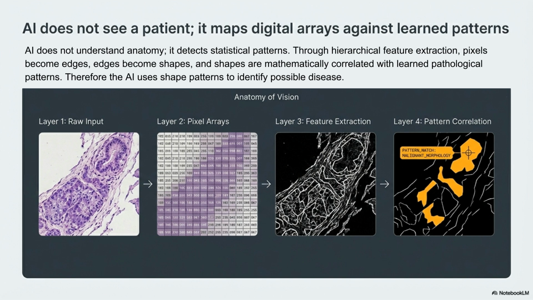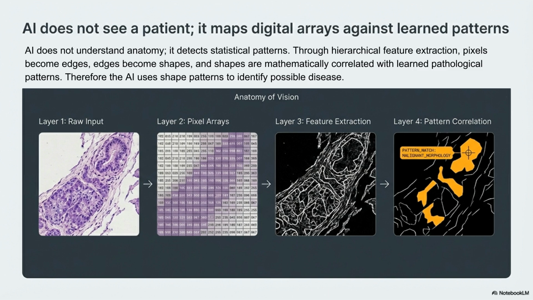AI based image analysis tools operate on principles of computer vision and deep learning. Instead of seeing a patient, the AI processes digital arrays of data to map features such as texture, shape, and density against patterns learned from thousands of previous cases. Unlike humans, AI does not understand organs or lesions in the human sense. It detects patterns that correlate with them. Through layered processing, these pixels become edges, textures, shapes, and eventually patterns that correlate with pathology. This hierarchical feature extraction is the foundation of modern medical image analysis by AI.